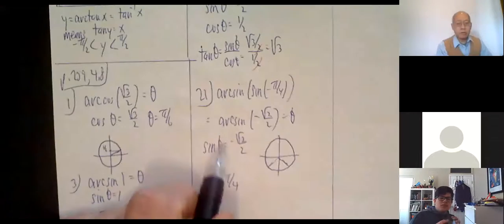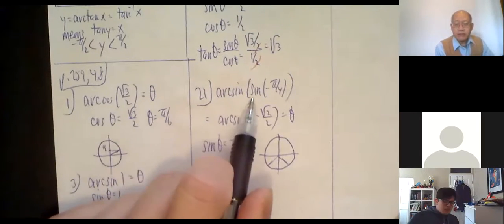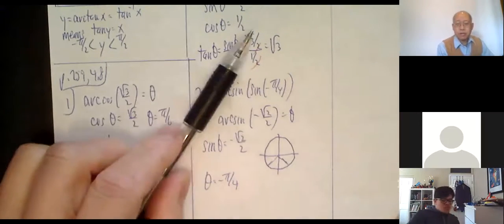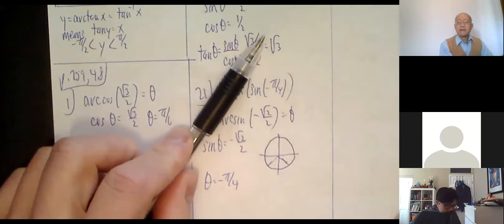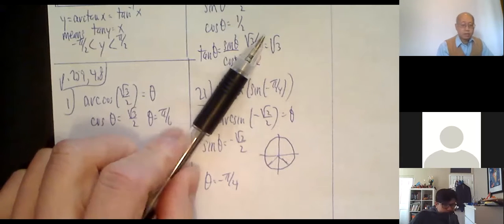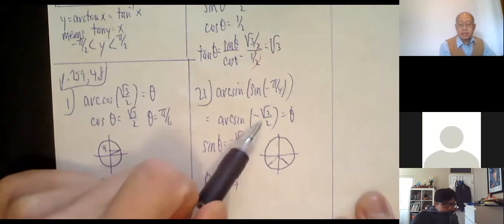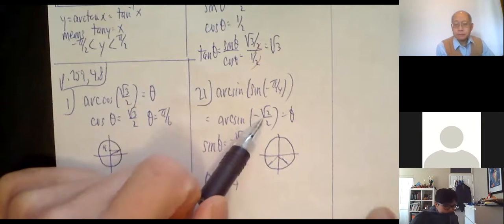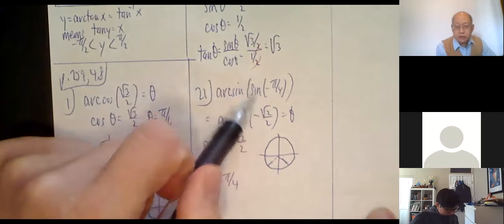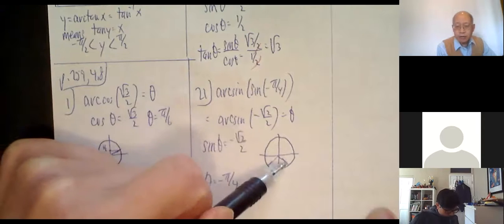So just go by protocol. Let me work it out. Arc sine of negative pi over 4. So let me just cover that up. Sine of negative pi over 4. So that's negative 45 degrees. That's negative radical 2 over 2. Okay, so this thing is negative radical 2 over 2.